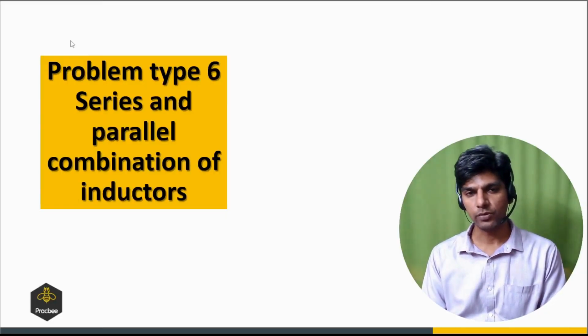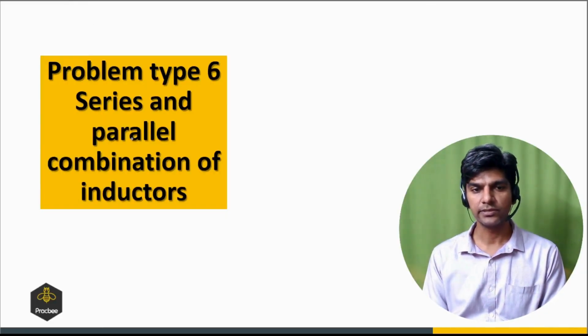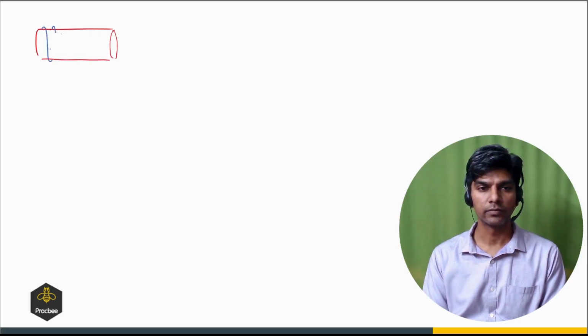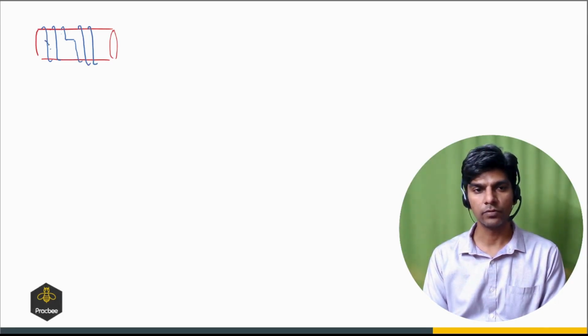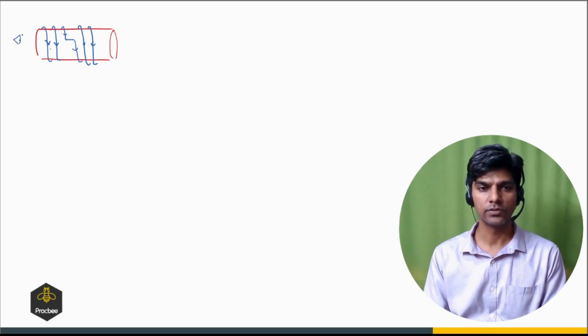Now let us see the next problem type, and it is based on the series and parallel combination of inductors. First let us see the series combination. Suppose we have two solenoids or two inductors, and the windings are in the same sense. What do I mean by that? The current is also in the same direction. So if you look at it from the left side, the current will be clockwise in both the solenoids.